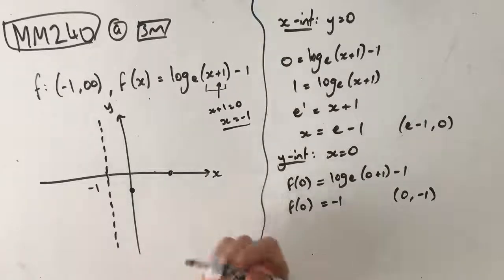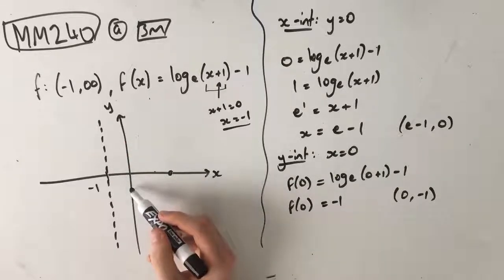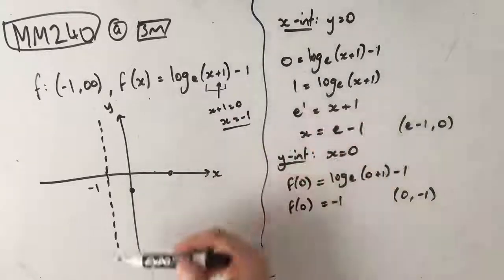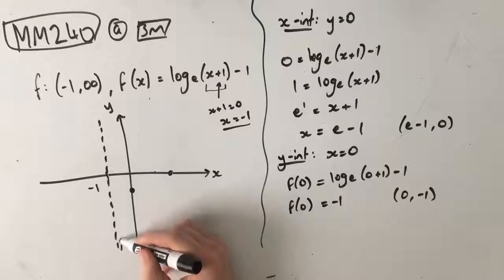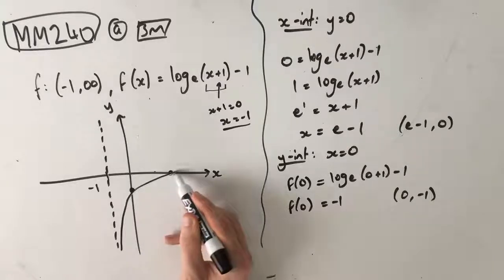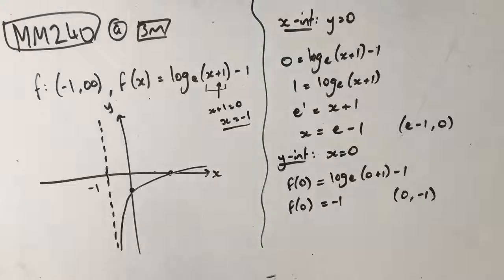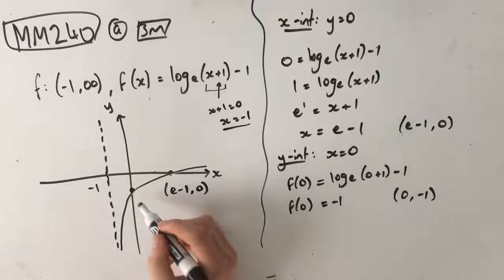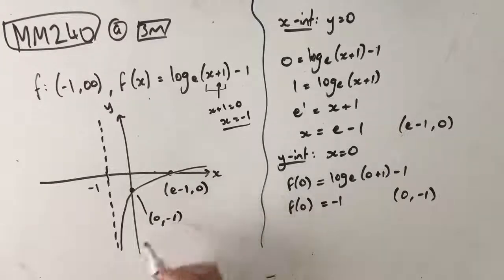So now we can sketch it, right? We've got our asymptote, we've got our y-intercept, we've got our x-intercept. We know this is a positive log graph, so it's going to have a general shape like this. It's just going to come up from our asymptote, come through here, and travel along like that. Awesome. That's it. Now we just need to label our intercepts. So (e minus 1, 0), and this is (0, -1), and our equation for this asymptote is x equals -1. And that's it. So that's 3 marks.